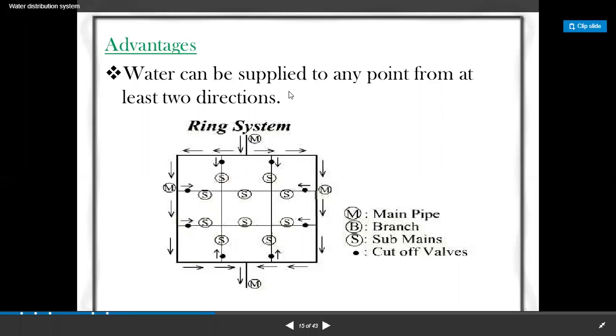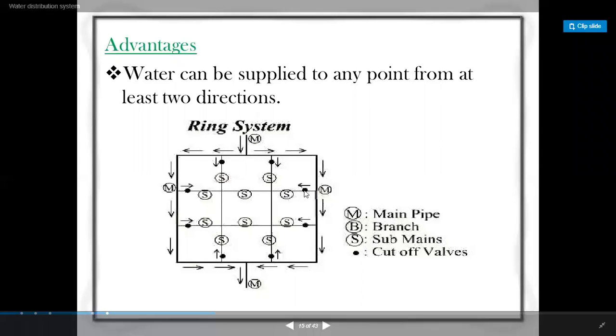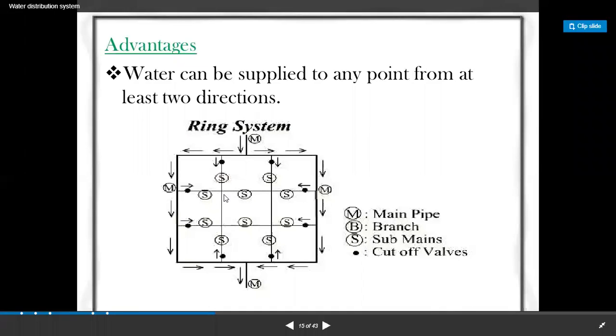Then the advantage of this ring system is water can be supplied to any point from at least two directions. That is, in this ring system water is supplied to any point from at least two directions. See the cursor. At this line the water is supplied from two directions, that is from the main and also from the sub main. Hope you all get this ring system.